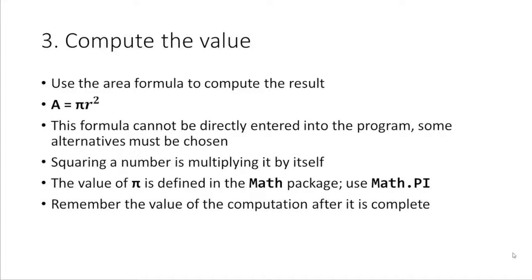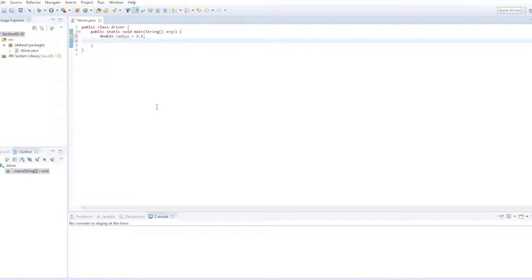That way you don't have to remember, and it's simpler to use something that someone else has already written. And once we do the computation, we need to remember the value of that computation so that we can then do something with it, like output it to the user. So let's do this part. Let's do the formula, do the computation, and remember it. What I'm going to say is double area assign 2.5. Now it's pi r squared. So let's do pi. I should have done that first. Math.pi times radius.